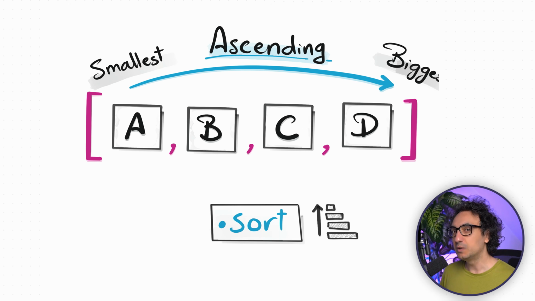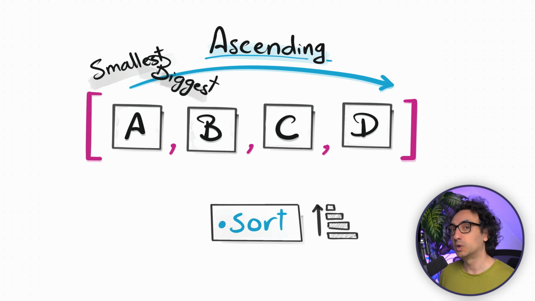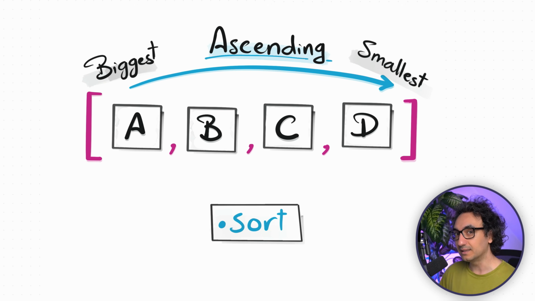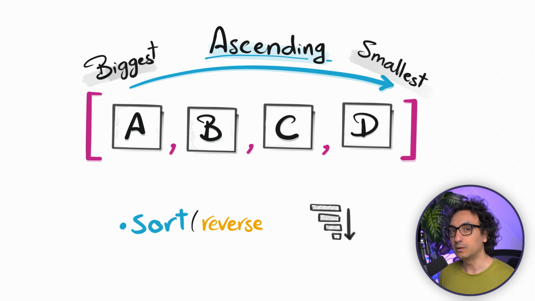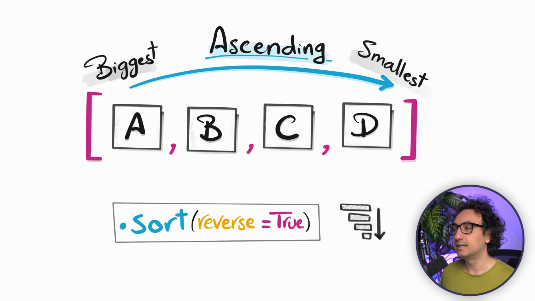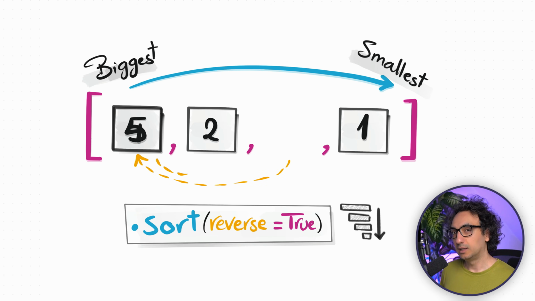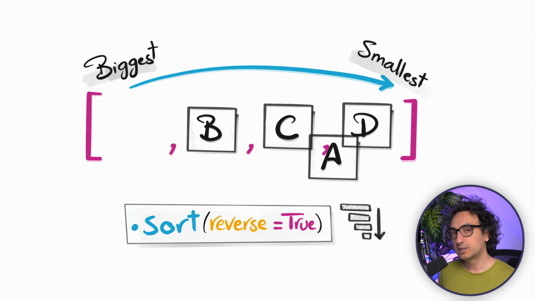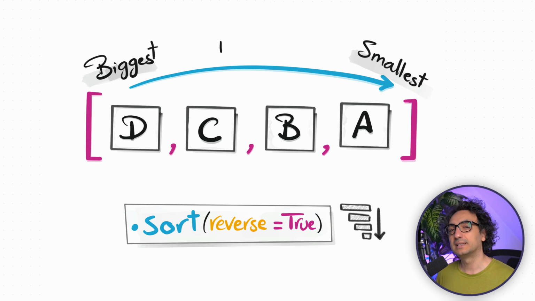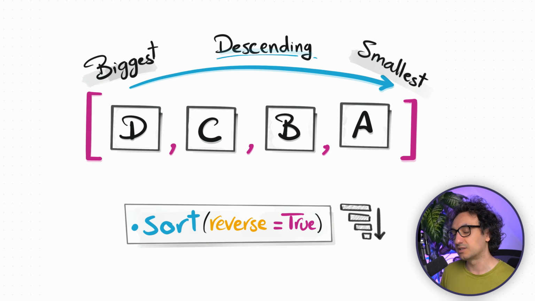But now sometimes you might need exactly the opposite. So you want to sort the data from the biggest to the smallest. For that, we're still going to use the same method sort, but inside it, we're going to give it another argument. We're going to use the keyword reverse, and then we're going to say it is equal to True. If you do it like this, you will get first 5, 4, 2, 1. And if you have letters, it's going to be from Z to A. So it is the same idea, but we just change the direction.